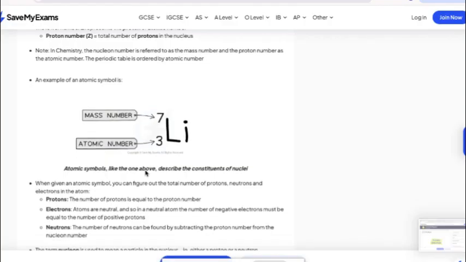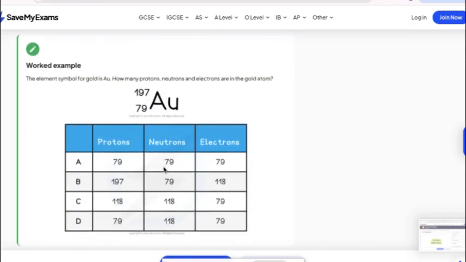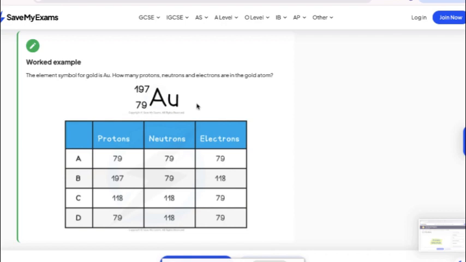Now let's move on. We already know that the number of protons, or the proton number, is the atomic number, and it's also equal to the number of electrons that orbit around the atom. Now let's do some examples, some revision as fast as we can. This is the element symbol for gold, Au. The atomic number, the proton number, is 79, and the mass number, the nucleon number, is 197.